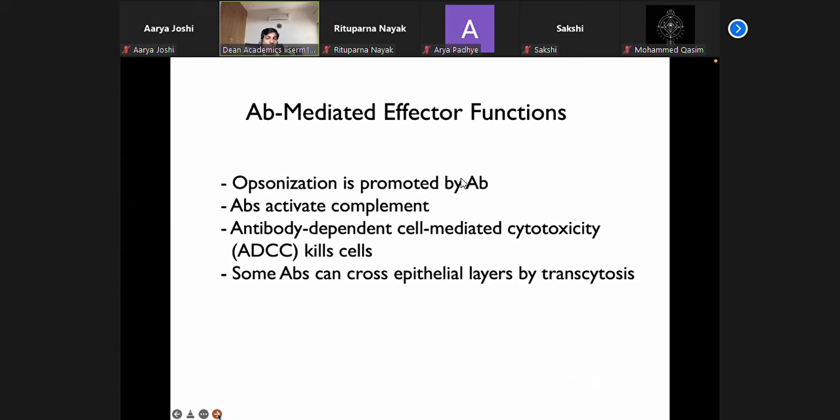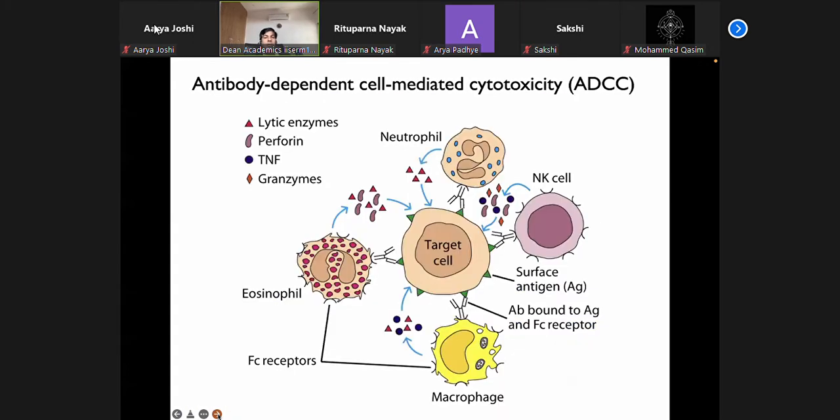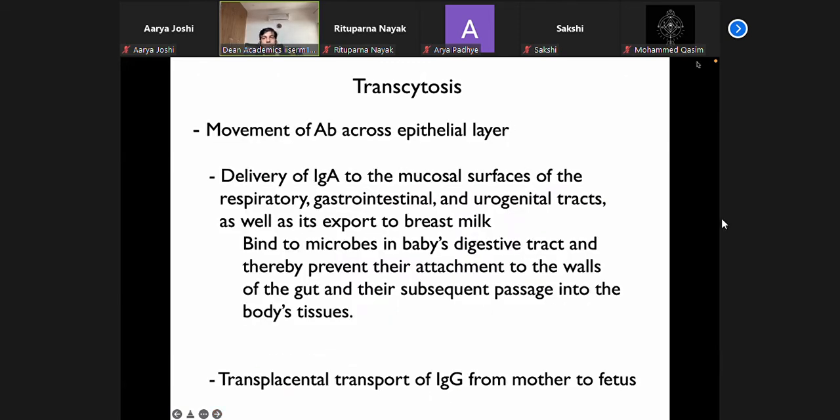Epithelial layer so they can reach the site where infectious agents are present, right? So this is about the transport. Okay, so movement of antibody across epithelial layer.